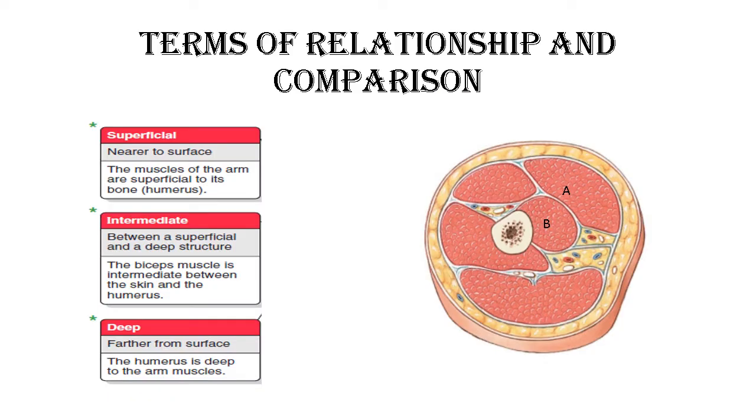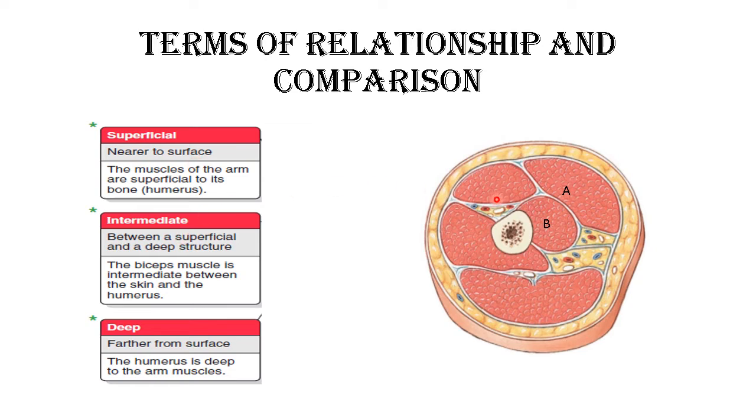Next, there are certain terms of relationship and comparison. So first of all, you can see the superficial. What is superficial, what is intermediate, and what is deep. Anything which is nearer to the surface is known as superficial in relation to the other one.